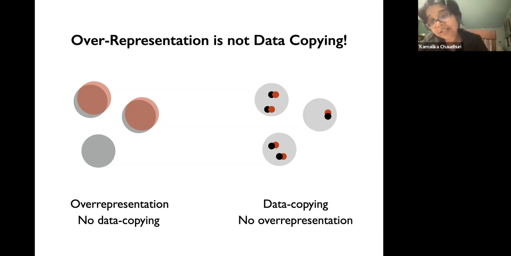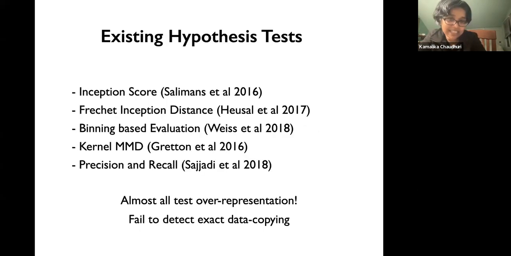Whereas in the example on the right, you are data copying, because you again have these 3 Gaussians, but you are basically spitting out a slight difference from the training data. You are taking the training data, perturbing it a tiny bit, and then spitting it out. So you are data copying, but you are not overrepresenting any of the individual Gaussians, because at the individual Gaussian level you have mostly the same ratio of training and generated points. So you have data copying, but no overrepresentation.